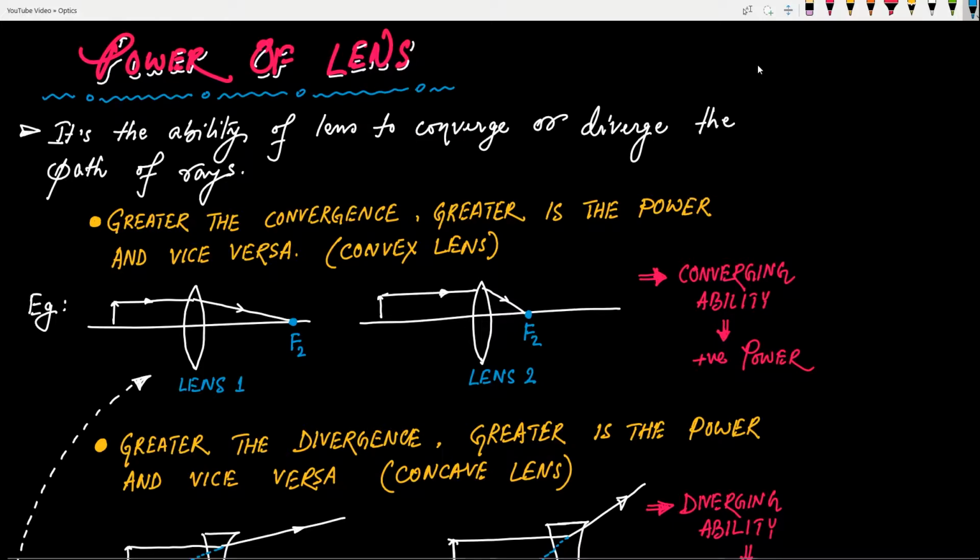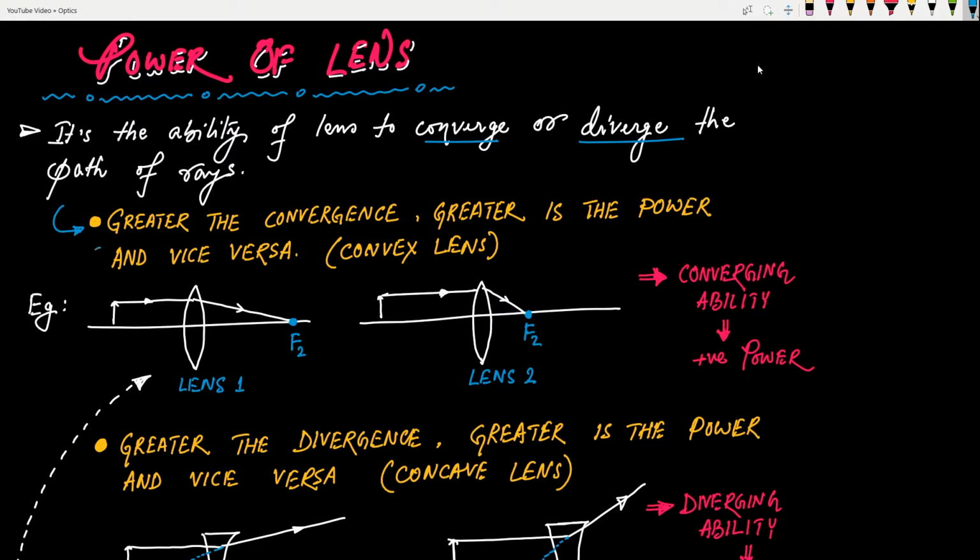Okay, so let's start our study on the concept of power. We'll be looking into the definition of power. It says that power is the ability of lens to converge or diverge the path of rays. As you can see, I have written it down here that greater the convergence, greater is the power, and vice versa. That is, greater is the convergence, greater is the power, and lower is the convergence, lower is the power. Okay, I hope this is clear.